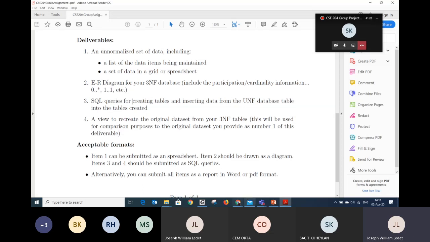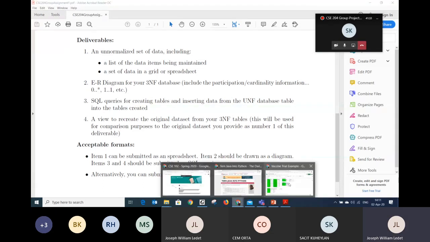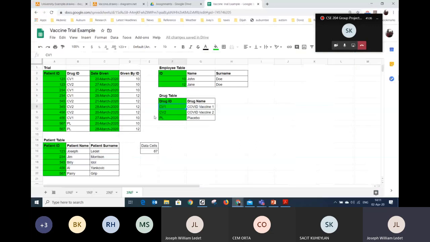Because remember, the main thing I've talked about in terms of this normalization is that this format becomes really easy for a database management system to handle. It becomes very quick to search information, and very easy to store information. But imagine each of these tables, the trial table, the employee table, the drug table, and the patient table, were all separate tabs on a spreadsheet.